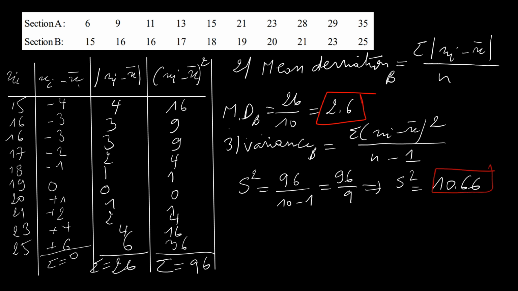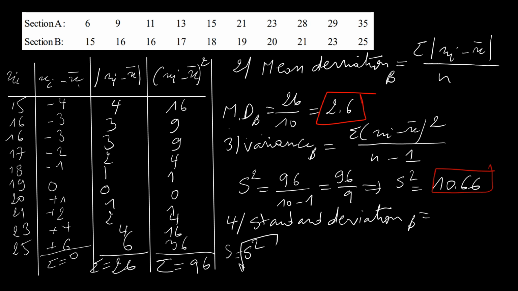The fourth and final measure of dispersion is the standard deviation of section B, which is the square root of the variance. So here the standard deviation is the square root of 10.66. So here the standard deviation of section B equals 3.26.